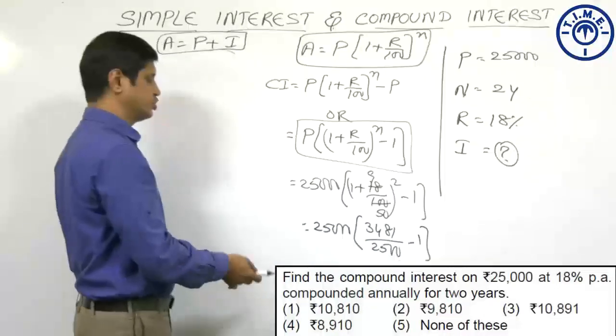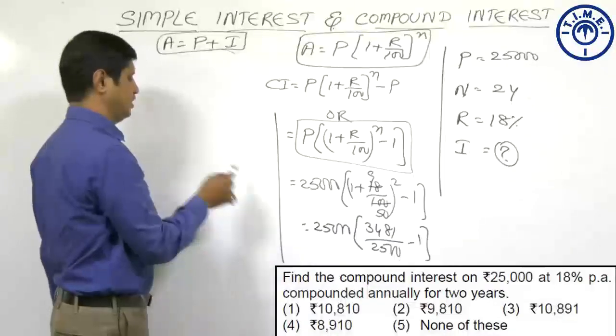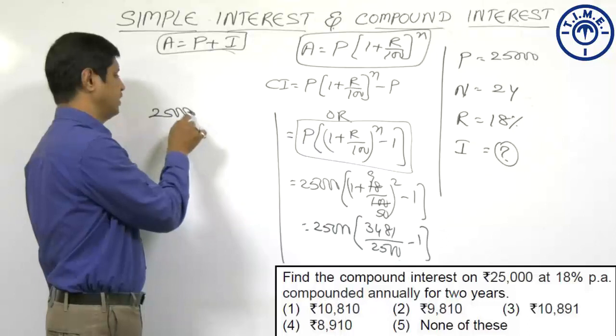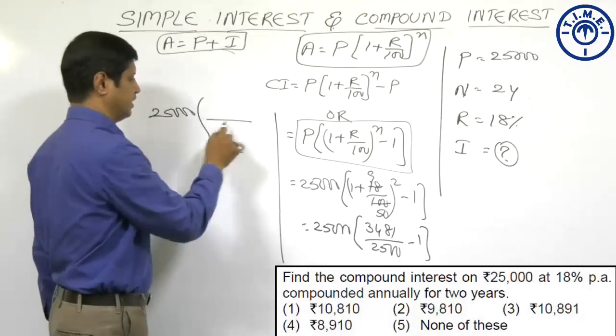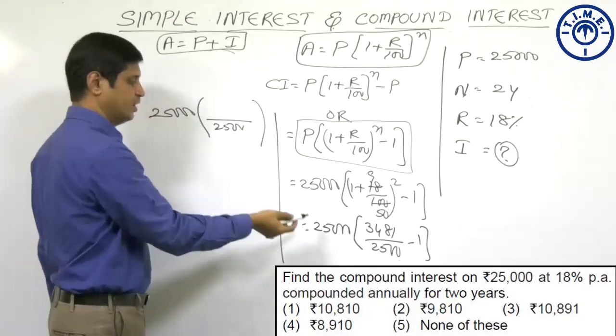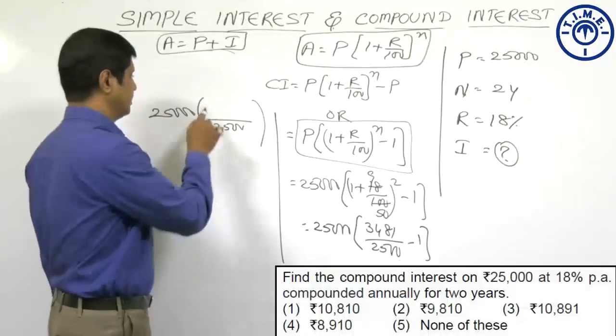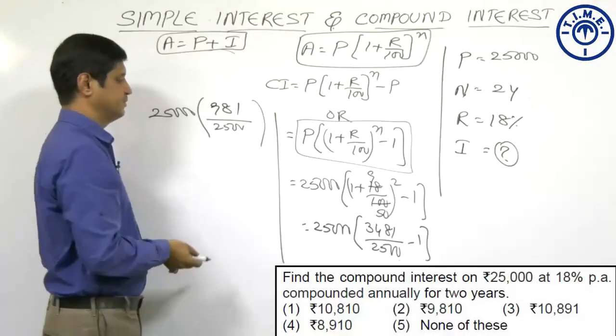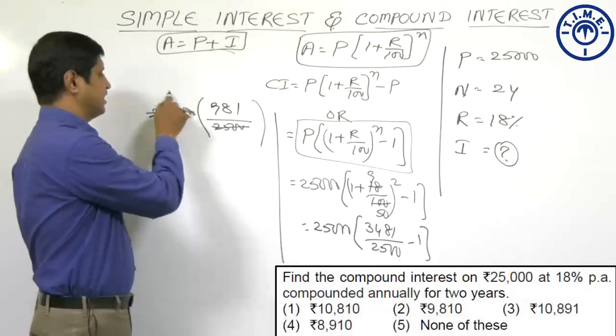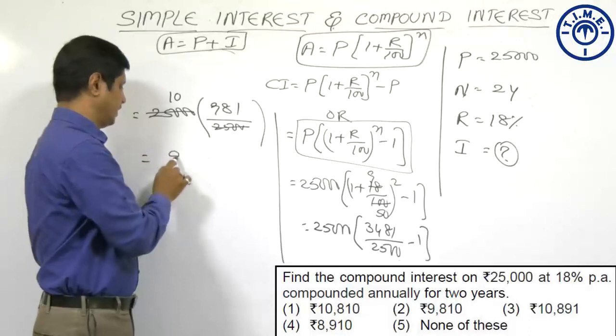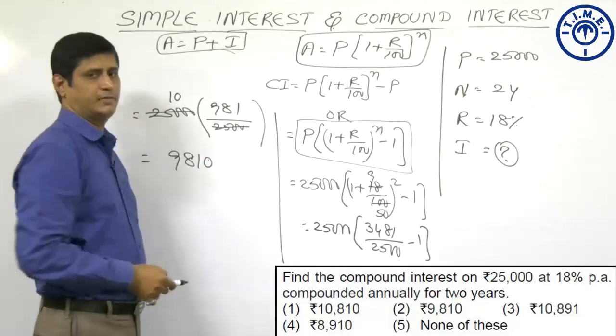What is the difference in these two values? 25,000 is the principal. Now, 2500 is the LCM here. When you subtract 2500 from 3481, the result is 981. Now, it goes exactly 10 times in this, the result is 9,810.